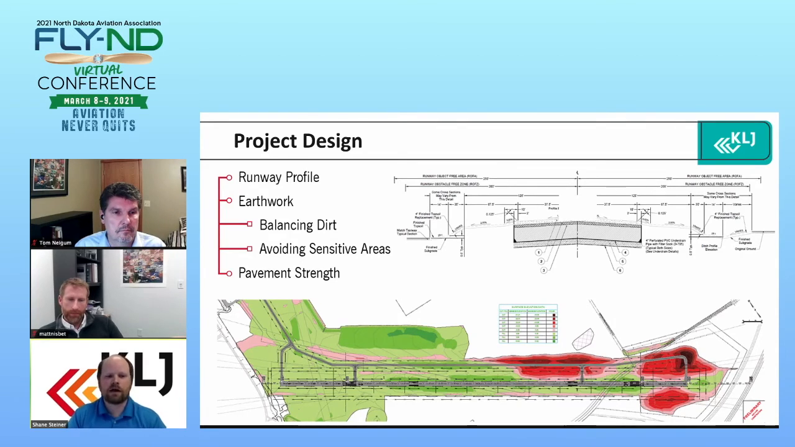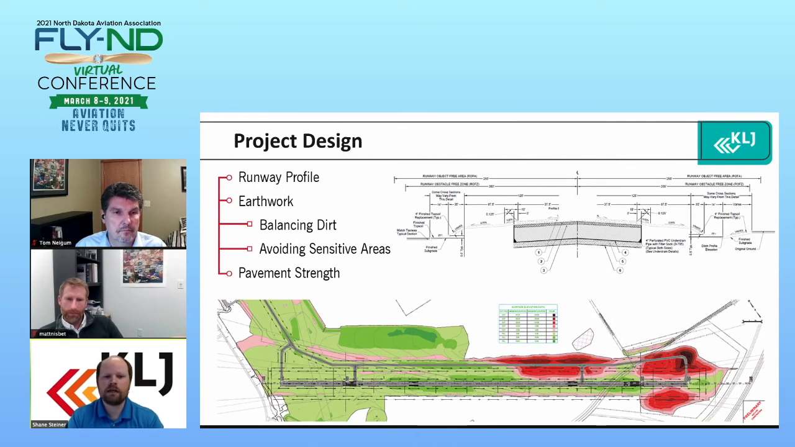As you can see on the bottom of the slide here, it's a heat map where the red areas are cut areas and the green areas are fill. One of the more challenging designs, as I mentioned earlier, was tying everything together. After we took a look and set the runway profile and added in the pavements, okay, how are we going to build this thing?